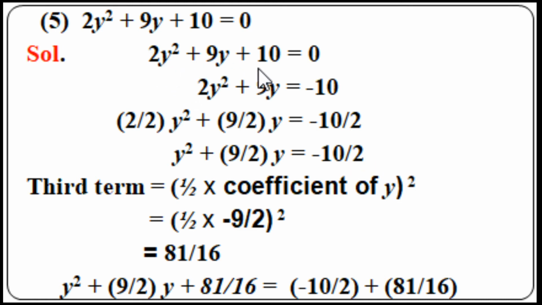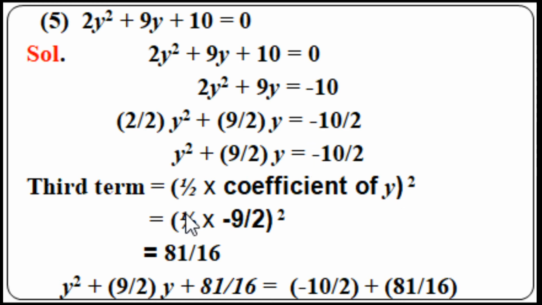2y square plus 9y plus 10 is equal to 0 can be written as 2y square plus 9y is equal to minus 10. Then dividing each term by 2, we get 2 upon 2 y square plus 9 upon 2 y is equal to minus 10 upon 2. Here 2 cancels, we get y square plus 9 upon 2 y is equal to minus 10 upon 2. We haven't solved this, it is minus 5. You can solve it, or you can keep it as it is.